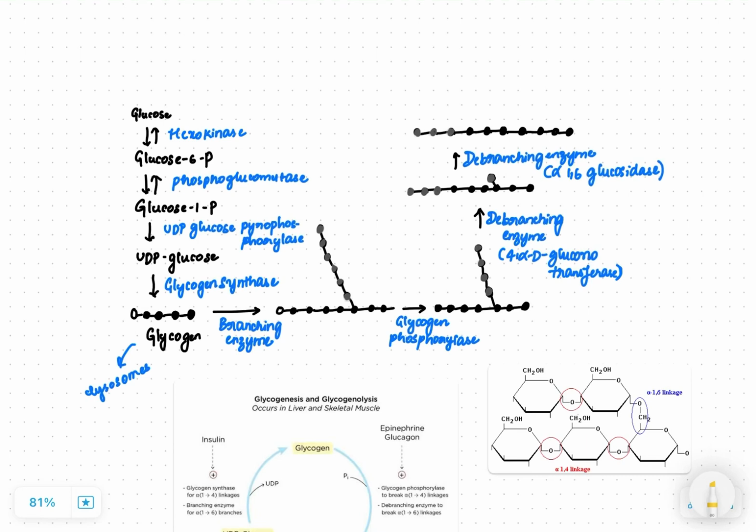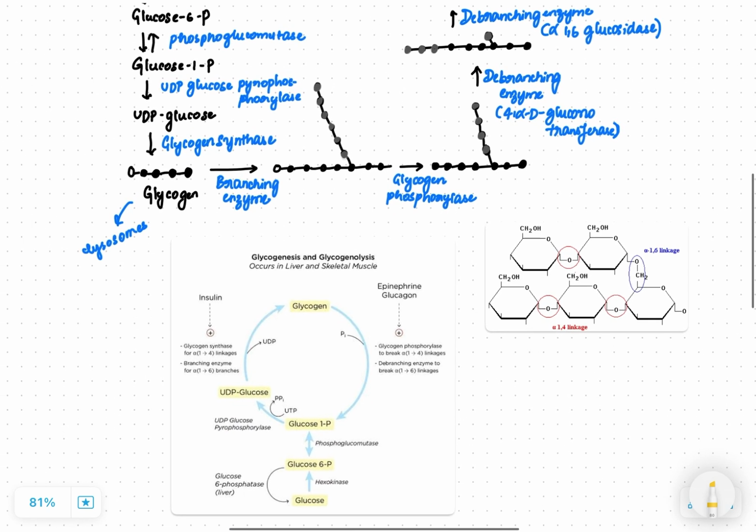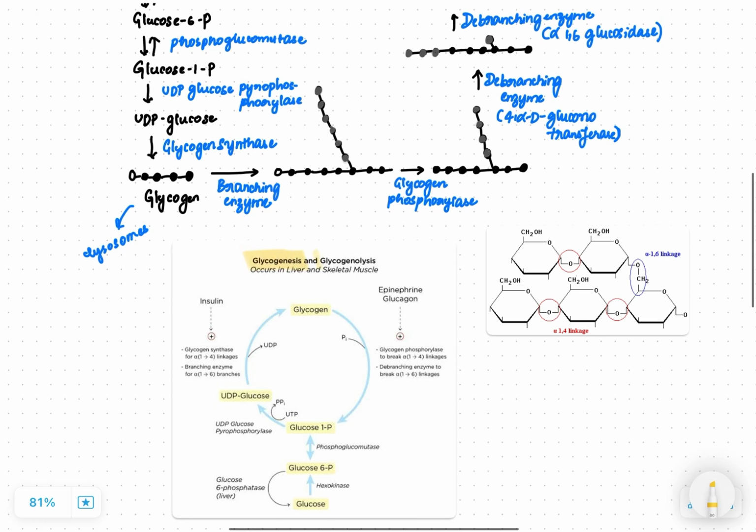Hello everyone, in this video we are going to discuss glycogen storage disorders. Before going to glycogen storage disorders, we have to know about glycogenesis and glycogenolysis. Glycogenesis is the formation of glycogen, and glycogenolysis is the breakdown of glycogen into glucose.